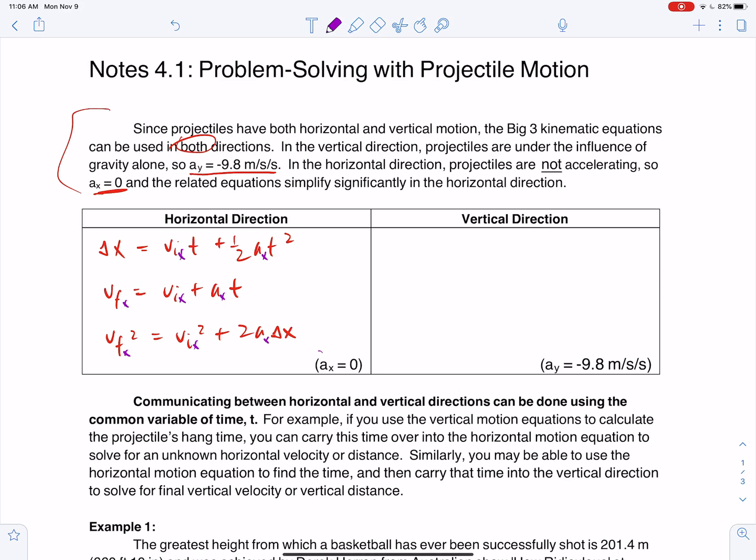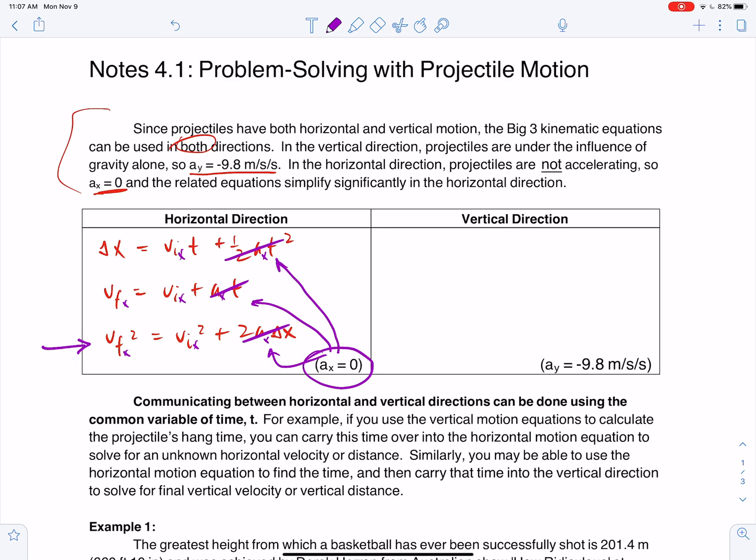Now, here's the note. The horizontal acceleration is zero. Projectiles are not accelerating horizontally, because gravity is not acting on them horizontally. So this would apply here, here, and here, which means that these terms entirely go away. That means that this equation right here, number 3, is just saying that the final velocity is equal to the initial velocity. That is explaining that the horizontal velocity is constant.